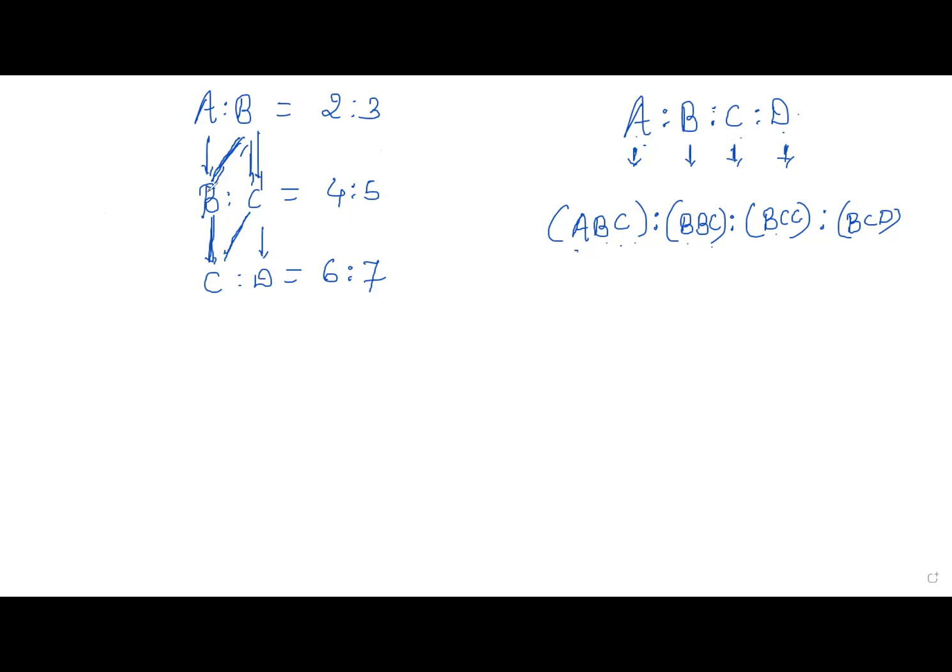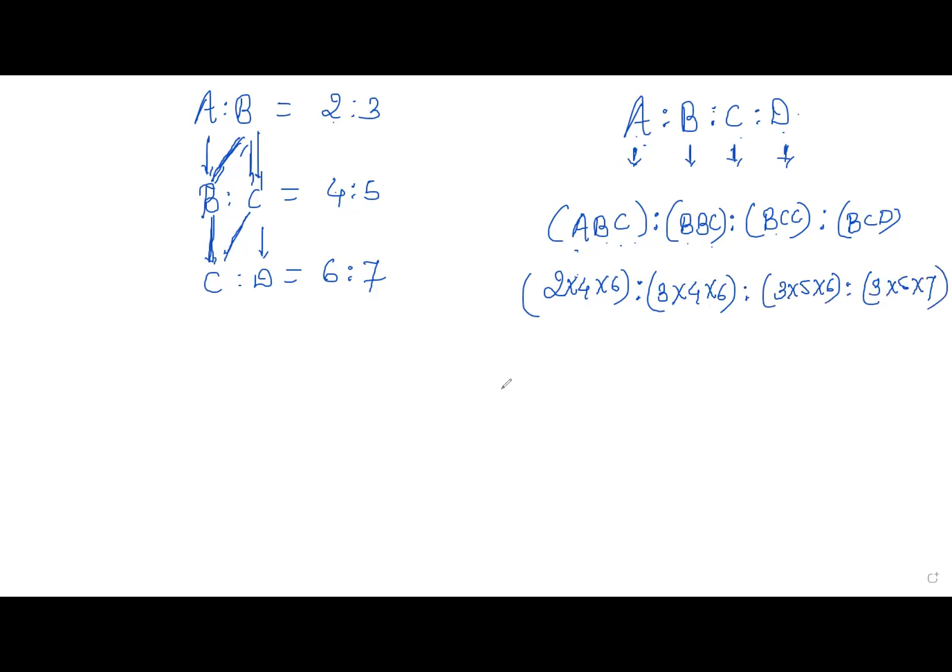Okay. So here A, B, C. A into B into C. First 2 into 4 into 6. 2 into 4 into 6 is to B into B into C, that is 3 into 4 into 6. Then next, that is 3 into 5 into 6. And the last term B, C, D, it will be 3 into 5 into 7.